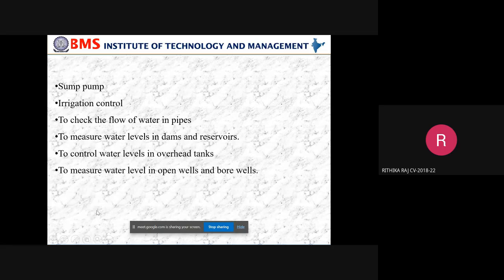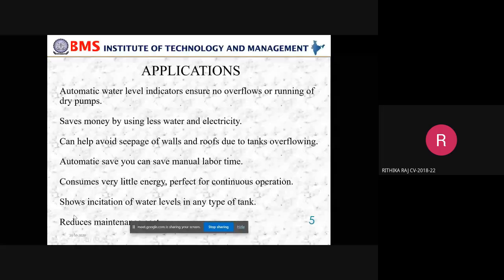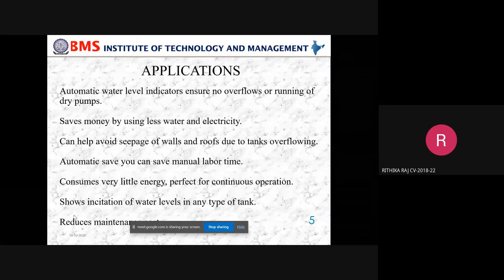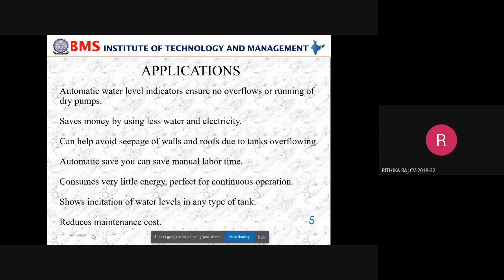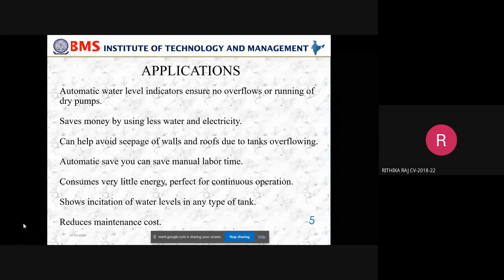Coming to why it is useful, it can save water as it prevents overflowing of tanks and also helps detect leakages. So it saves water that way. It can also save electricity as it prevents the tank from running dry. It also consumes very little energy, so it is perfect for long time continuous use. It can be used in any kind of tank, so it is very convenient for any sort of operation. In this manner, it reduces maintenance cost and it can save money, manpower, and time.